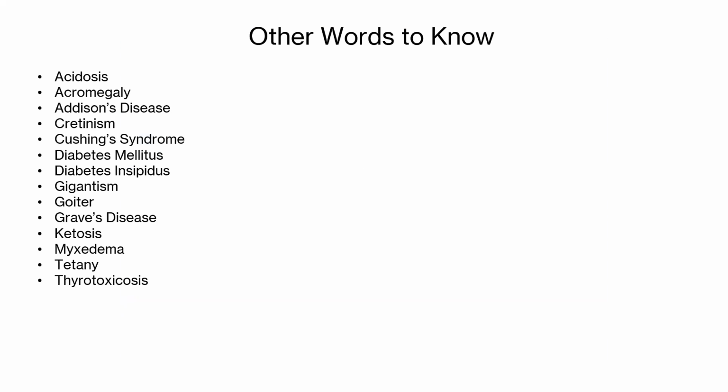Acidosis. Acromegaly, we talked about that. Addison's disease, cretinism, Cushing's syndrome. These are all endocrine disorders. I don't even really understand the physiology of all of these and some of the differentiating factors because it's pretty complex. Diabetes: there's diabetes mellitus and diabetes insipidus. Gigantism, goiter. Who's ever seen a goiter on someone?